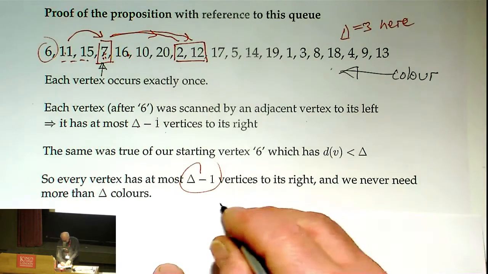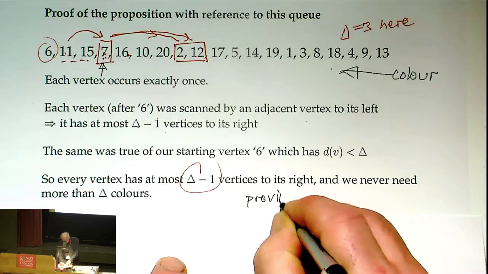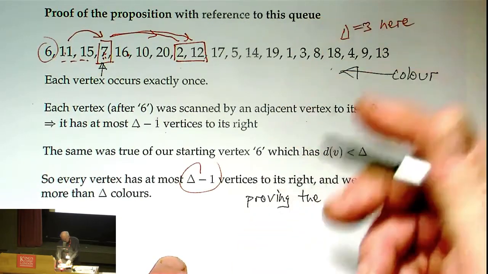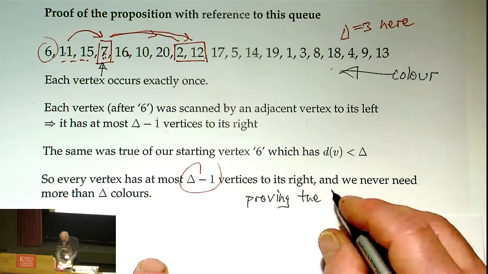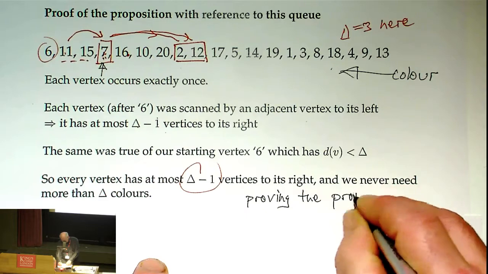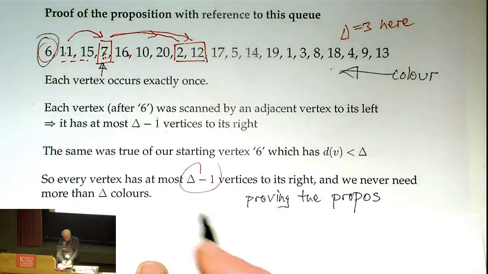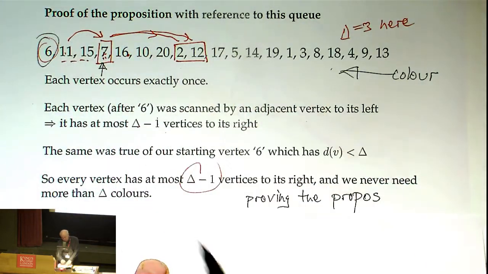So this essentially justifies the proposition, proving why the method works, and shows you that all the vertices can always be coloured with at most delta colours, provided the graph was not regular, because we needed to make this choice for the first vertex to make sure that there were at most delta minus 1 vertices adjacent to that.